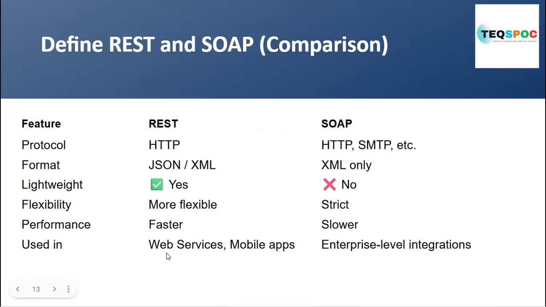A REST API we can use in web services and mobile apps. But SOAP basically uses XML only. It is not lightweight. It is strict. SOAP is slower, and SOAP is basically used for enterprise-level integration. So that is the difference between REST and SOAP. This is basically an interview question. That's why I am covering this.